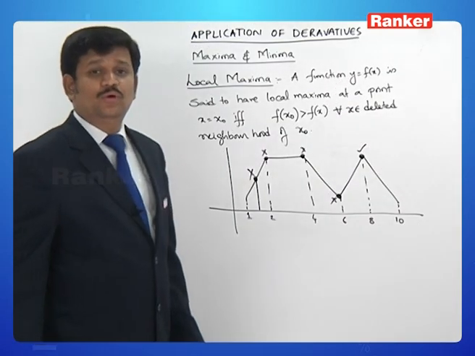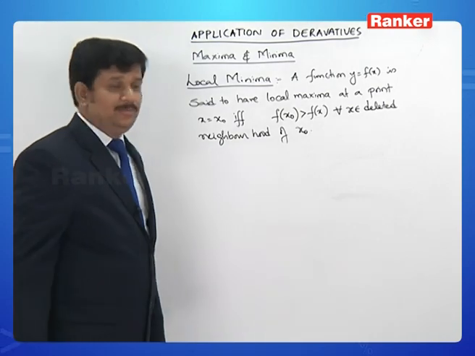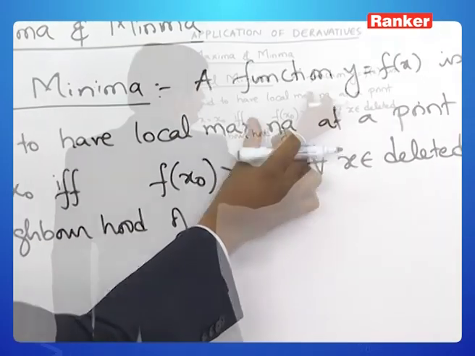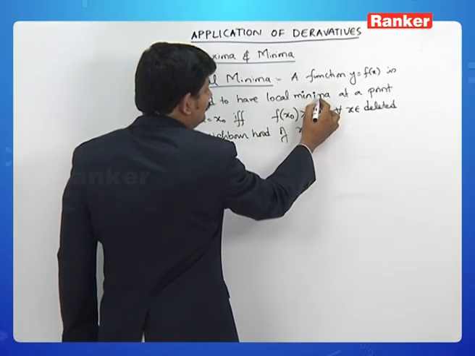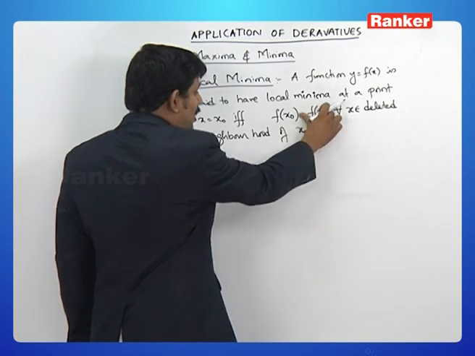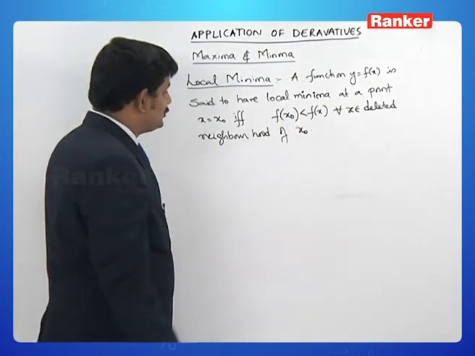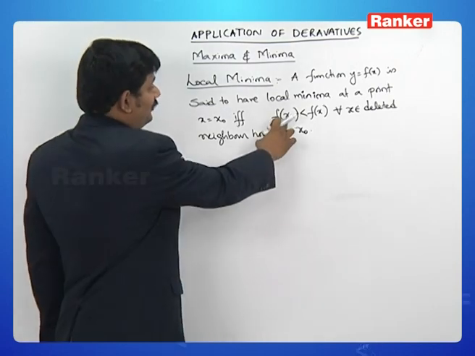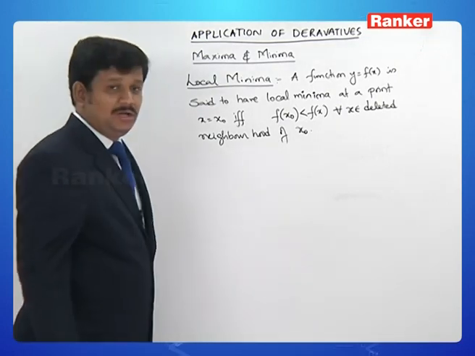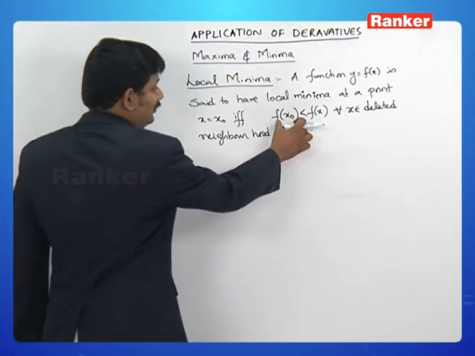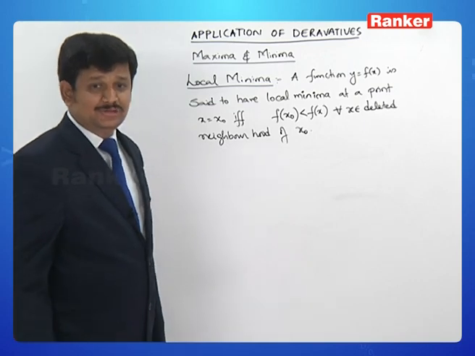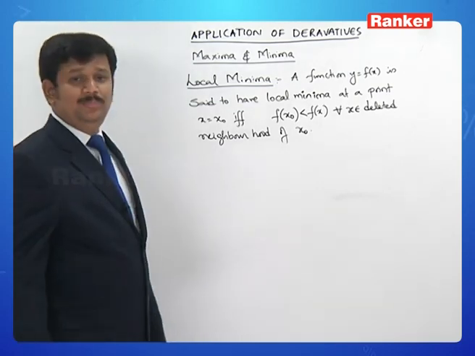Similarly, we have the definition of local minima, which says a function y equal to f of x is said to have local minima at a point x equal to x naught if and only if f of x naught is the smallest value in the deleted neighborhood, and no other value in the deleted neighborhood should be either equal to f of x naught or less than f of x naught. So f of x naught should be less than f of x for all x belonging to the deleted neighborhood of x naught. In such case, we call x naught local minima.